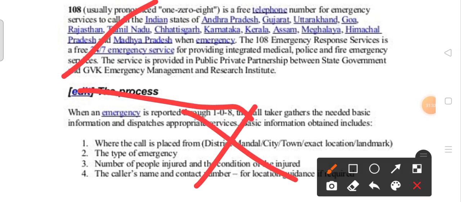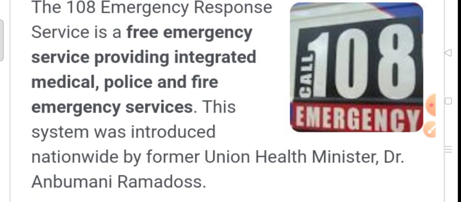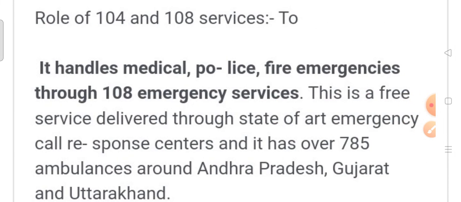Next, the 108 emergency response service is a free emergency service providing integrated medical, police and fire emergency services. This system was introduced nationwide by former Union Health Minister Dr. Anbumani Ramadoss. Next is the role of 104 and 108 services in handling medical, police and fire emergencies.